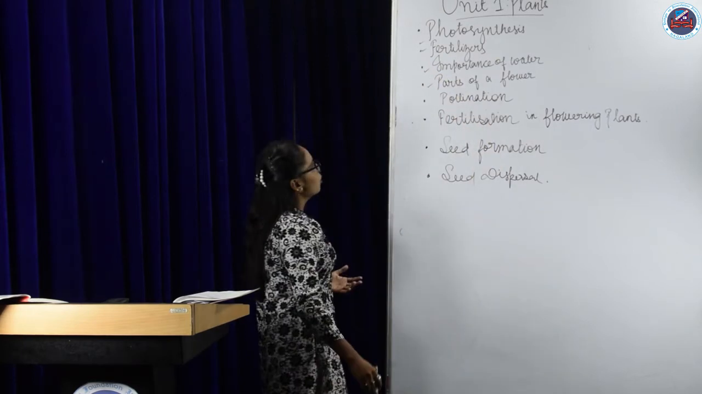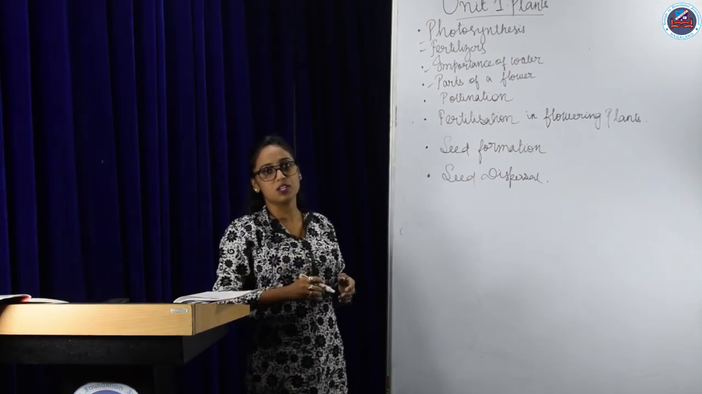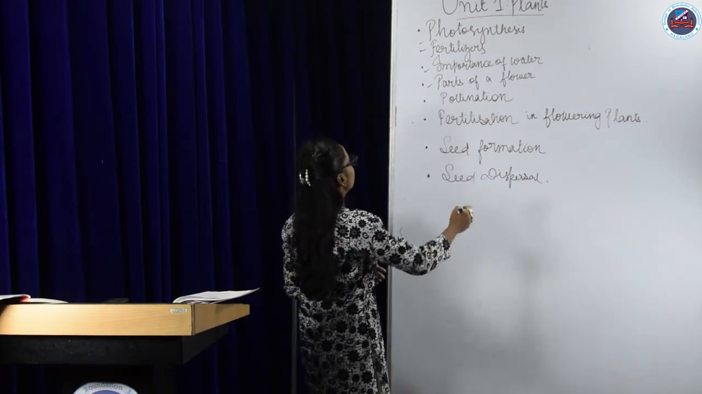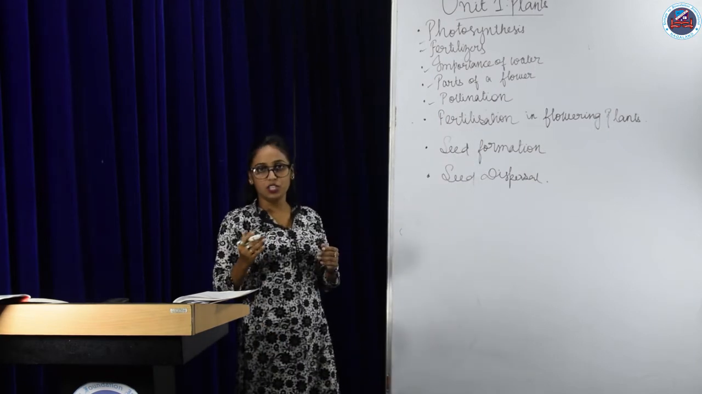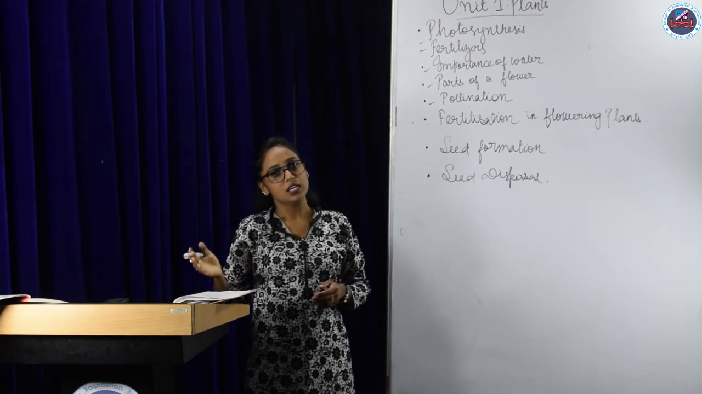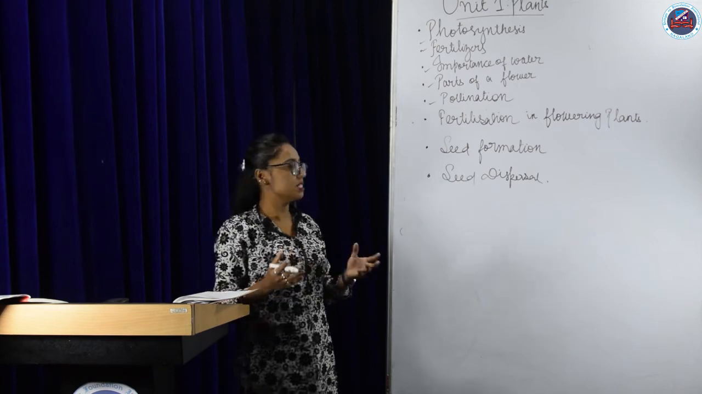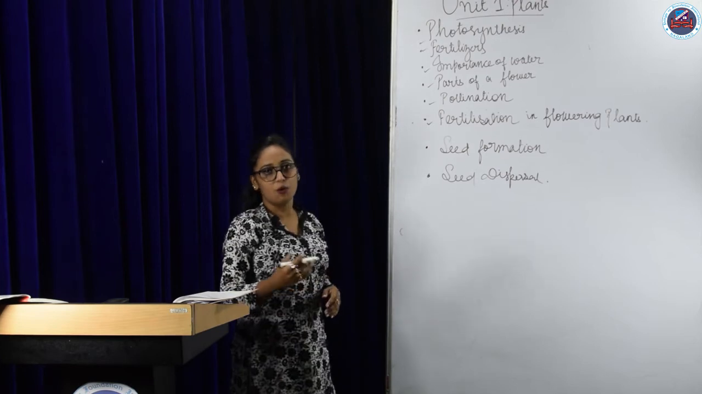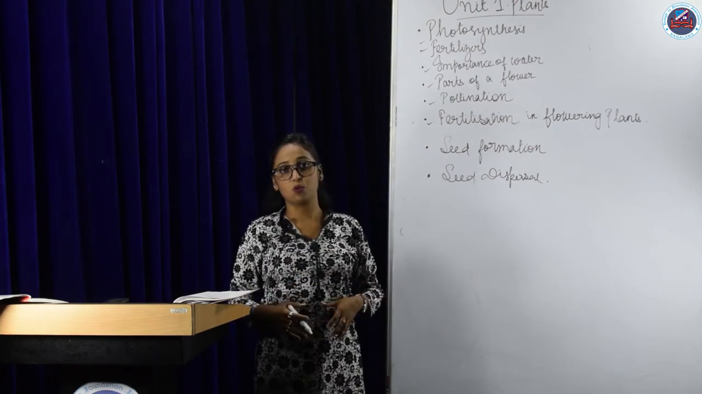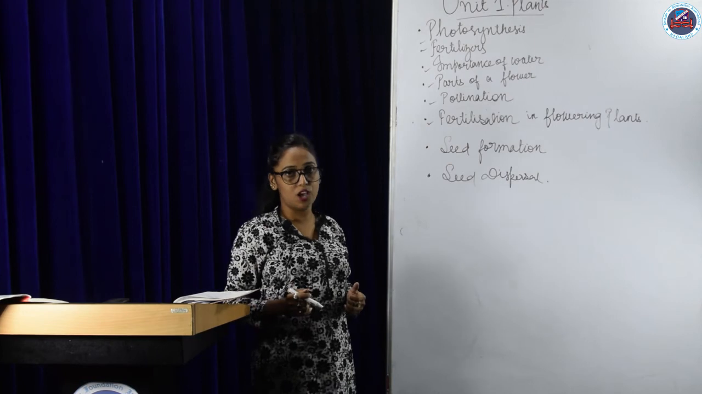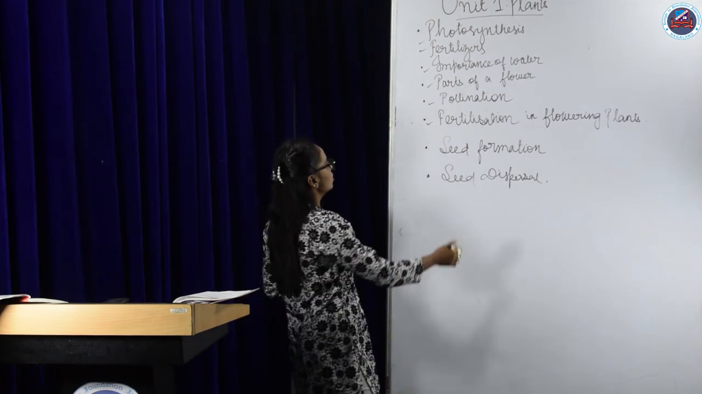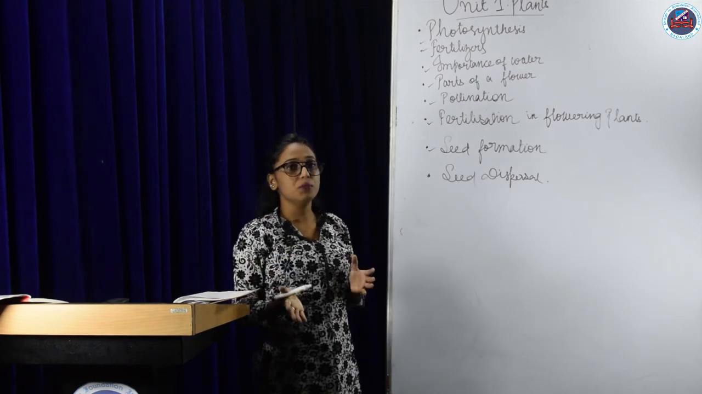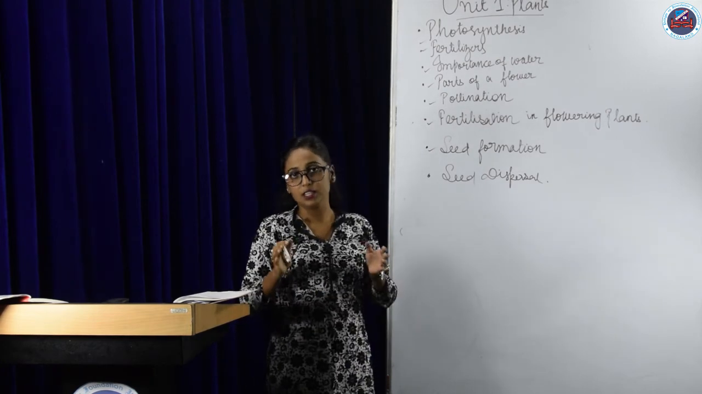Then we have learned about the different parts of a flower and what their functions are. Then we have learned about pollination, the transfer of the pollen grains from the anther to the stigma, and how it occurs. After that, we have also learned about fertilization in flowering plants. After pollination, what happens? What are the processes that take place inside the flower? And then we have learned how the seeds or the fruits are formed as a result of fertilization in the plants.